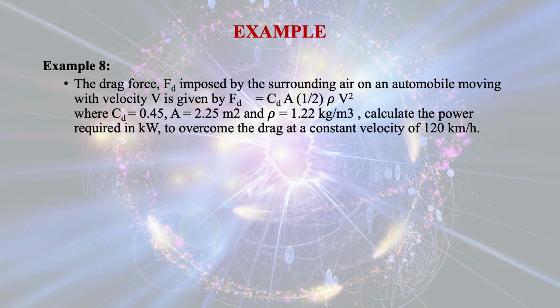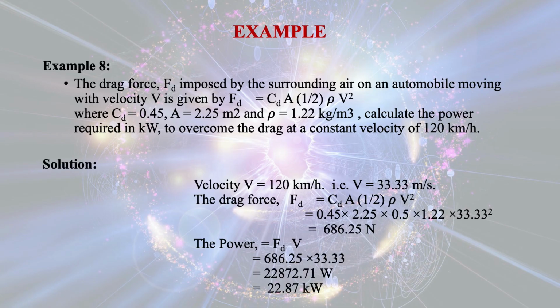Now let us see how we can do this problem. See, velocity is given 120 km per hour. We have to convert into meter per second. So 120 into 1000 divided by 3600. So velocity is equal to 33.33 meter per second. And the drag force expression is given as Fd equal to CD A half rho v square. Put all the values given, calculate the magnitude of the drag force, that comes out to be 686.25 Newton, and the power is force into velocity.